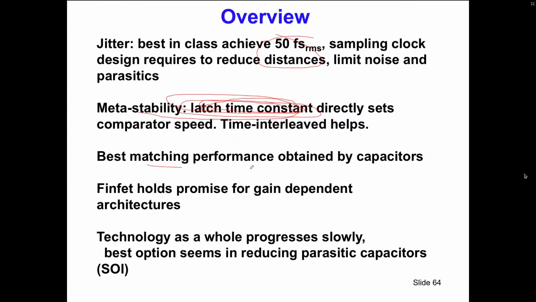Best matching performance is obtained by capacitors. FinFET hold promise for gain-dependent architectures, but I would not expect real improvement from that. And as a whole, technology is not going very fast at this moment. And I think SOI is a candidate specific for analog applications.